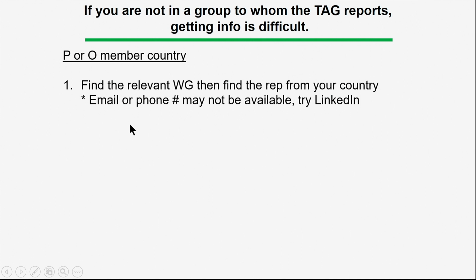Now, how can you find out about something if you're not on the committee? Well, you can try to find out from your delegate, your representative, who runs your delegation, what's the working group that's relevant to some question that you have, and you might email them or phone them, but if that doesn't work, then just try LinkedIn. But it's often not easy to get things. If you know the standards organization or society, sometimes you can talk to their members and find out what's going on.